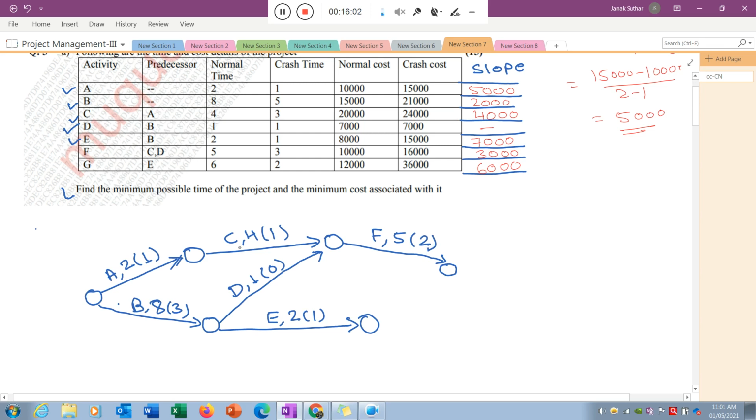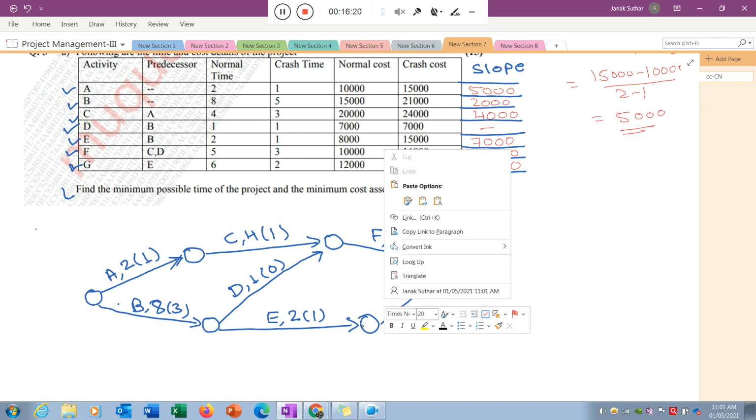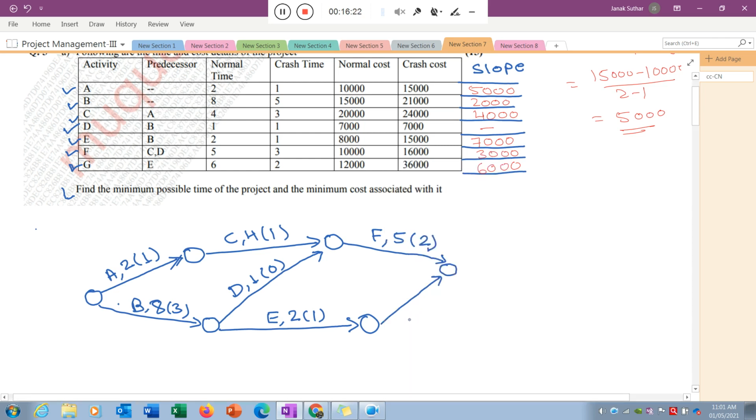Now there is one more activity remaining, that is activity G. For activity G, E must be completed, then I can start activity G. So E is completed here. Now I just draw like that. This is activity G. Let me write it down here. Activity G, 6 is the normal time, and how much can I reduce? That is 6 minus 2, which is 4.